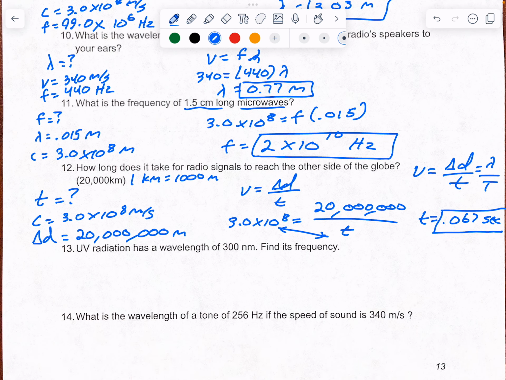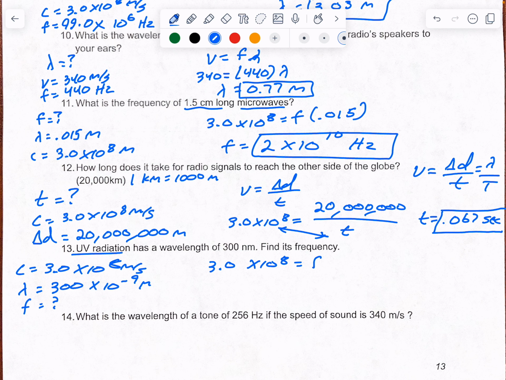Number 13, UV radiation. UV radiation, dead giveaway. We're dealing with electromagnetics. So that's C equals 3.0 times 10 to the 8th. It has a wavelength of 300 nanometers. So wavelength, 300. Can't have nanometers, so you go back down to your box. We've already done nano, so that would be times 10 to the negative 9. Just add that on there. Find its frequency. So that's your question mark. So we're going to plug in 3.0 times 10 to the 8th equals frequency, which I don't know, and my wavelength is 300 times 10 to the negative 9. Divide both sides, and you get a frequency of 1 times 10 to the 15th hertz.